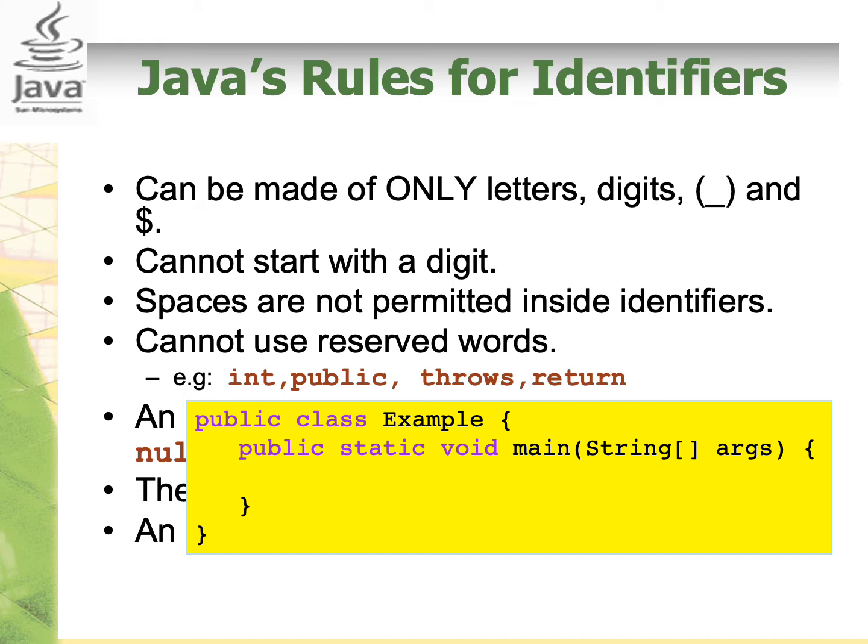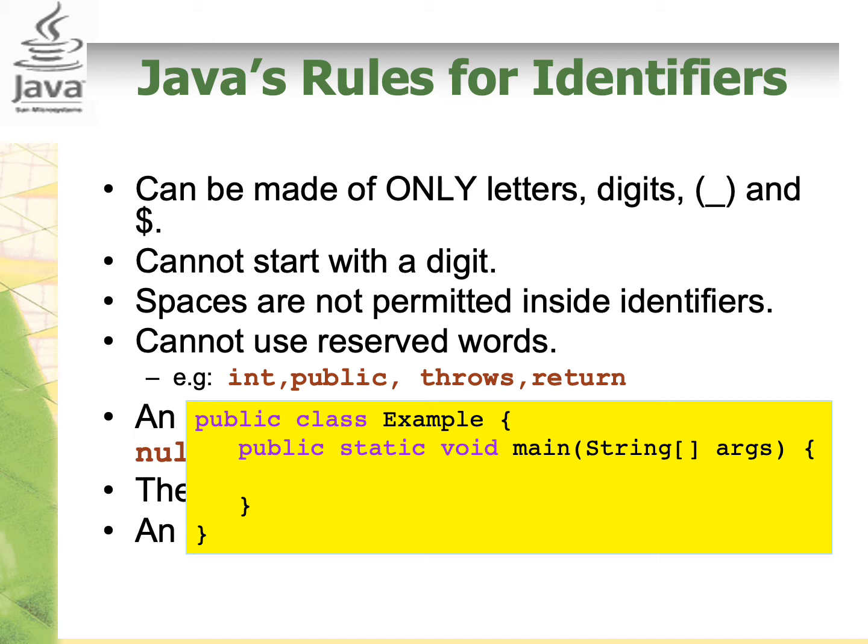In Java, there are reserved words that Java uses. We cannot use reserved words as identifiers. Let's look at the skeleton of a Java program. From here, we can see several reserved words that we cannot use as identifiers, such as public, class, static, void, and also String. What about the words Example, main, and also args? Do you think that we can use those as our identifiers?